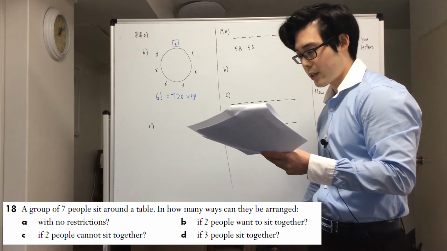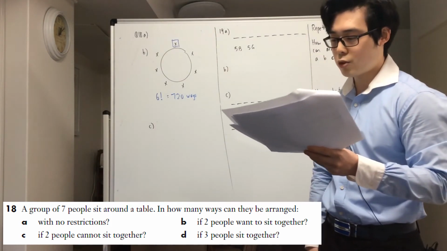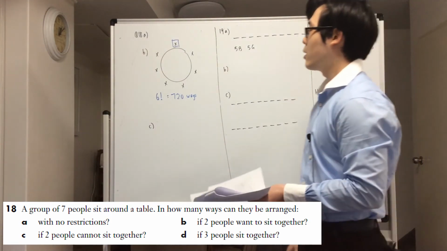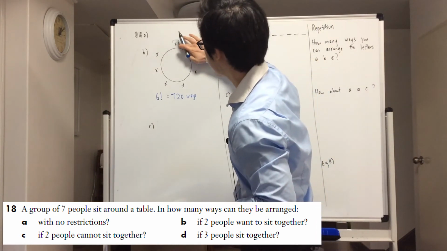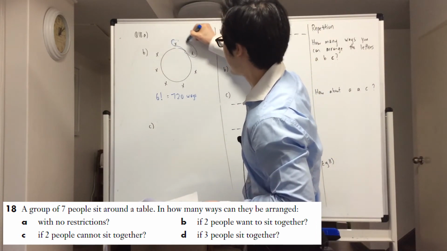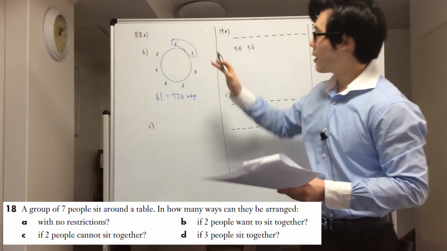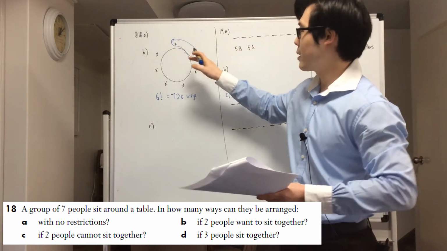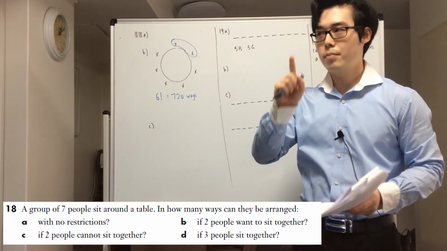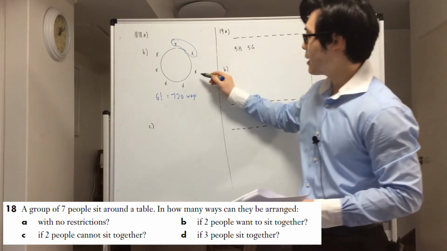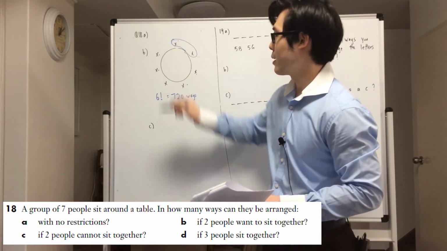However, let's have a look at the next question. 18b, if 2 people want to sit together. So let's say these 2 people need to sit together. Think of these 2 people together as one person locked in. That leaves the rest of these other people that needs to be arranged.